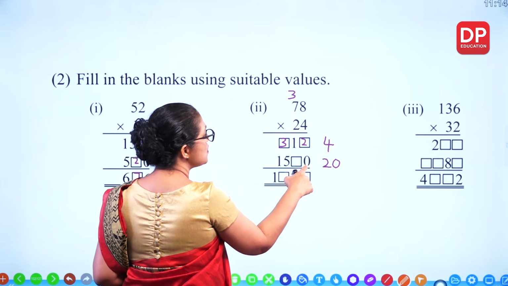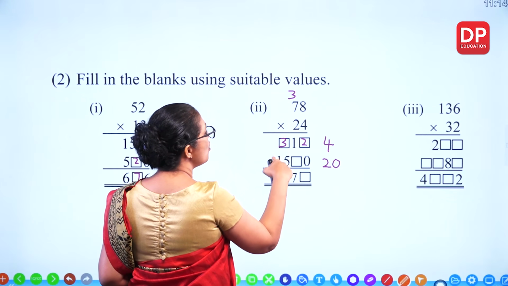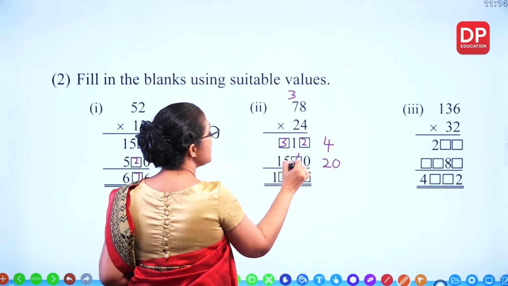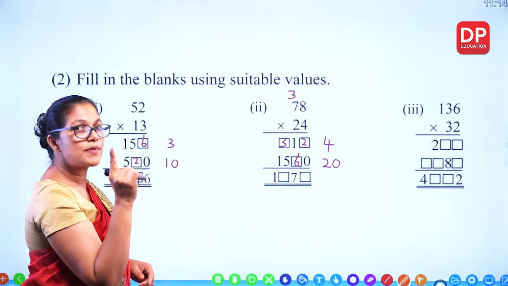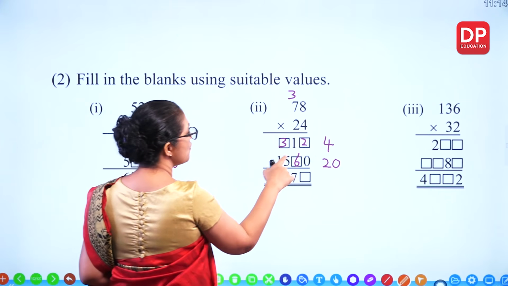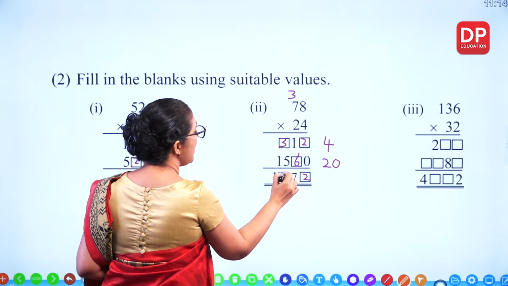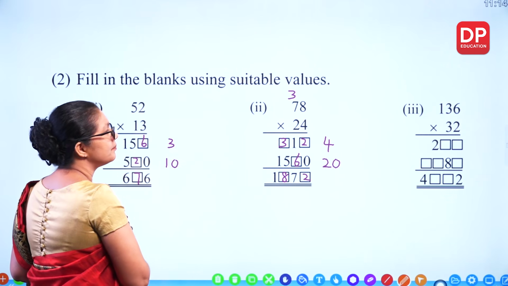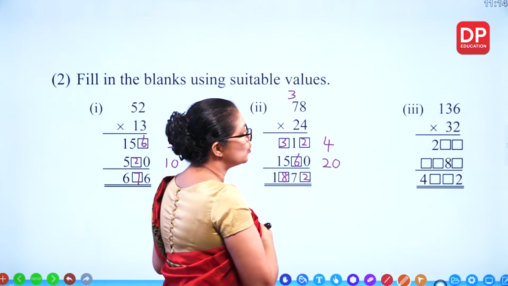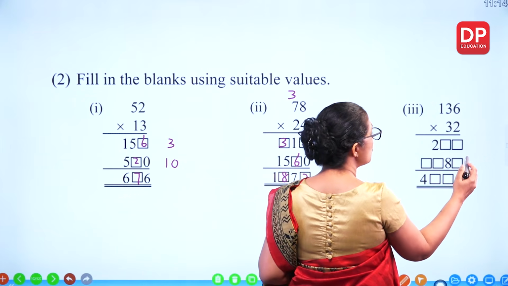Multiply by 20 means put a 0 and multiply by 2. 2 times 8, 16. 1 remaining. 2 times 7, 14 plus 1, 15. Now add it. You get 2, 7, 8, 1. This is 32. How you multiply it by 32?